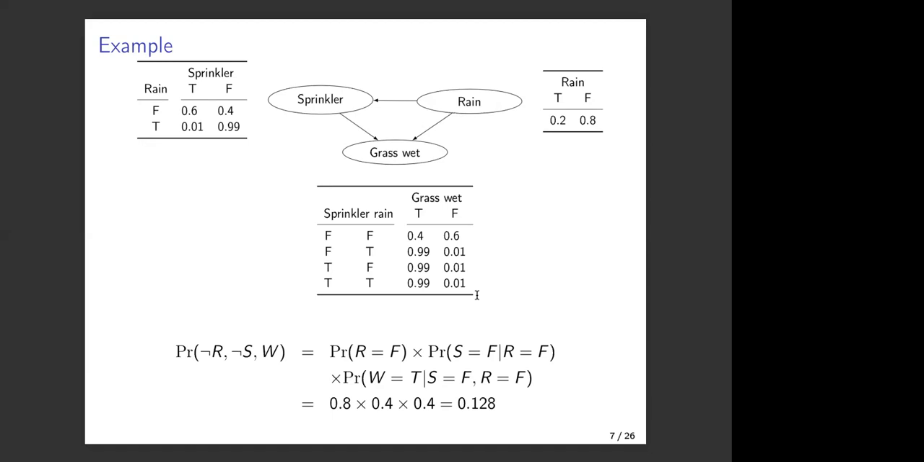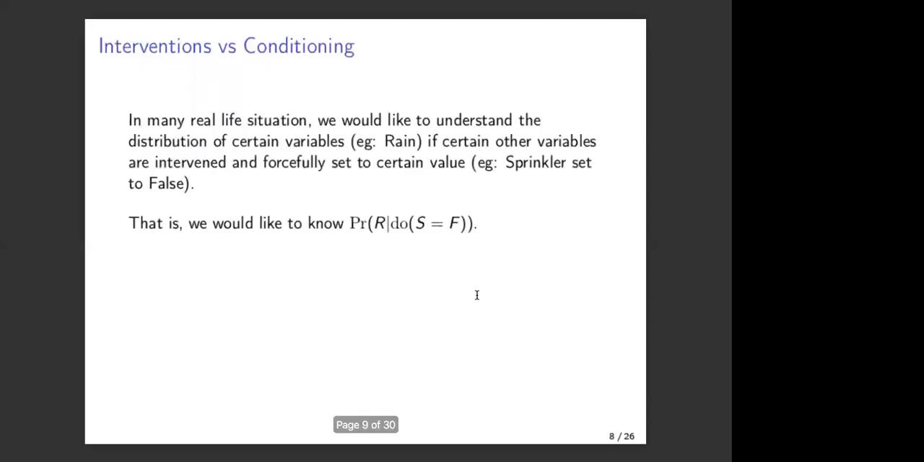So you start with the probability that rain is false, times the probability that sprinkler is false conditioned on rain is false, times the probability that grass is wet conditioned on sprinkler is false and rain is false. By looking at the tables, you get the probability of 0.18. So that's an example of a Bayes net.